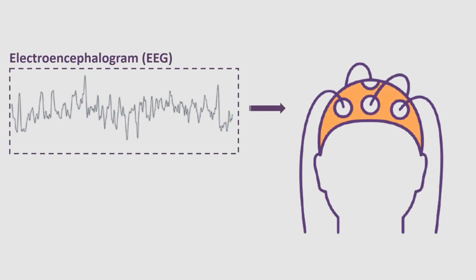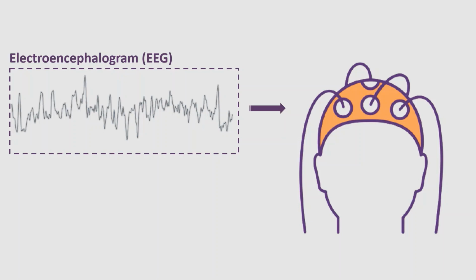Brain activity can be monitored by placing electrodes on the scalp to measure the small electrical potential, and this is known as the electroencephalogram, or EEG. EEG has been used by clinicians to diagnose diseases such as stroke, epilepsy, and depression.